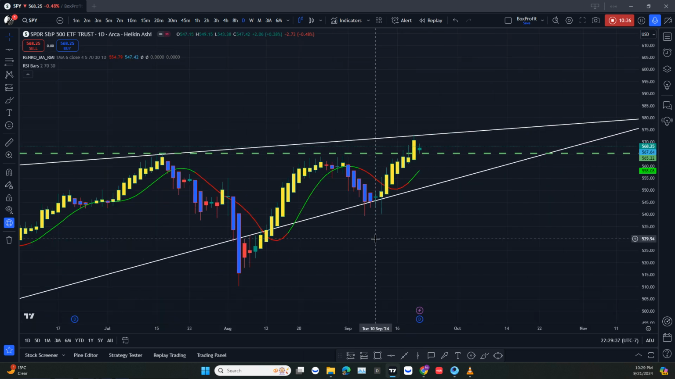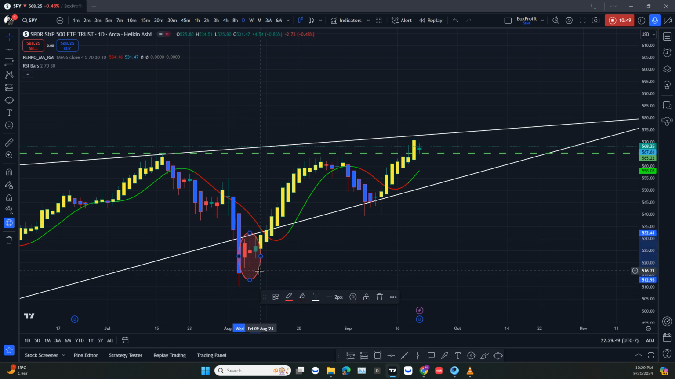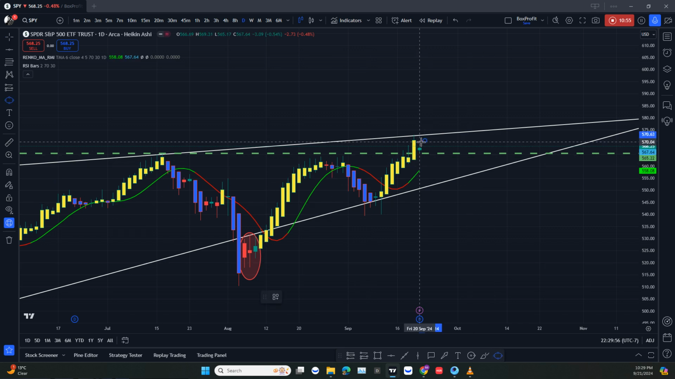And one thing that I want to point out is that if you're using the Heikin Ashi chart pattern for trading, you're looking for a doji. By a doji, I mean candles which are like this. You see those three candles? Those are the dojis.